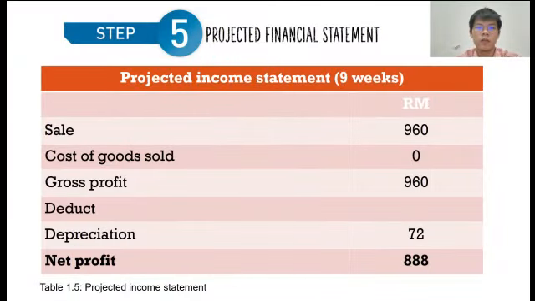The table shows the projected income statement, which gives the expected financial performance for the financial periods on total sales, cost of goods sold, gross profit, expenses, and net profit. Throughout 9 weeks, we plan to have sales of 960 ringgit of our Mission facial mask. Since there is no cost of goods sold, our gross profit will be the same at 960 ringgit. Due to a depreciation of 72 ringgit, our final net profit will be 198 ringgit.